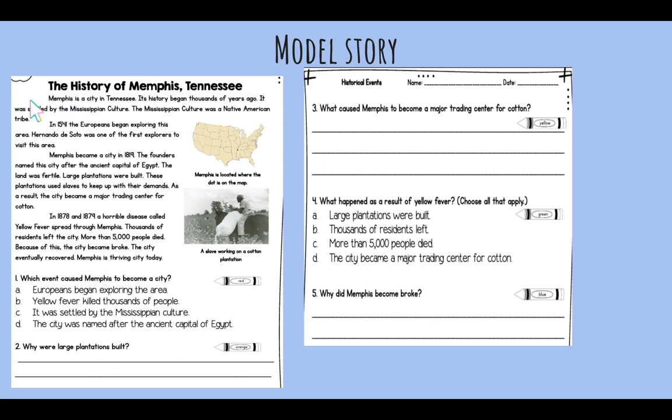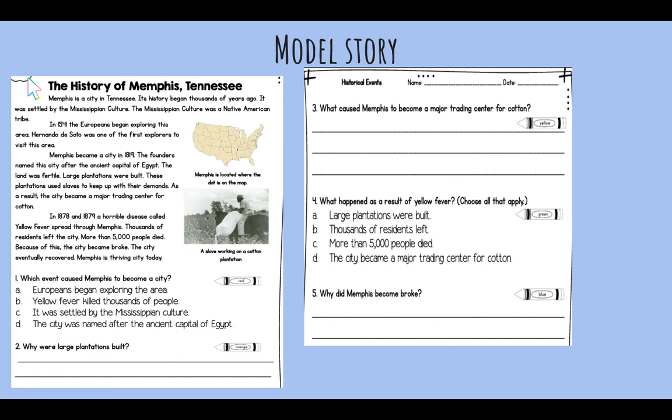Memphis is a city in Tennessee. Its history began thousands of years ago. It was settled by the Mississippian culture. The Mississippian culture was a Native American tribe. In 1541, the Europeans began exploring this area. Hernando de Soto was one of the first explorers to visit this area. Memphis became a city in 1819. The founders named the city after the ancient capital of Egypt.